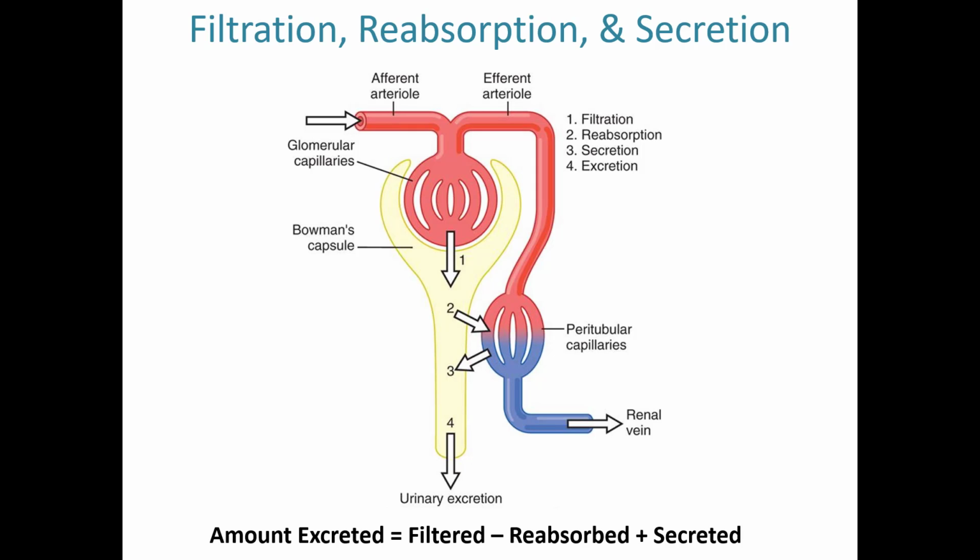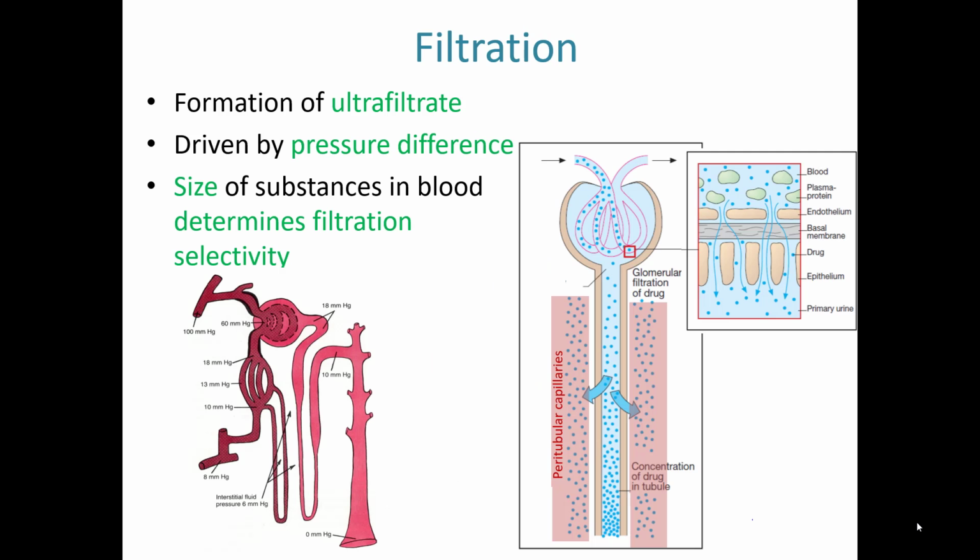These principles apply to any compound found in the blood. However, the excretion of compounds differs because of size, physicochemical properties, and the presence of transporters within the renal epithelial cells. The formation of ultrafiltrate within the tubule is driven by the pressure difference between the afferent arteriole and the initial portion of the renal tubule. The main factor that determines whether a compound will be filtered is its size.